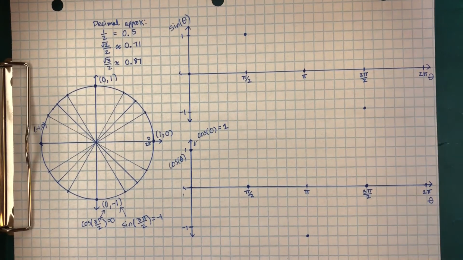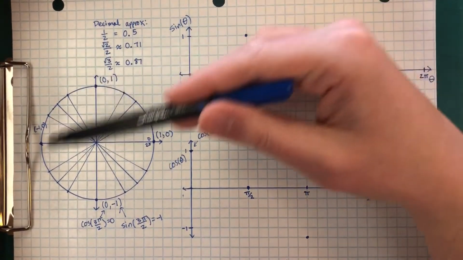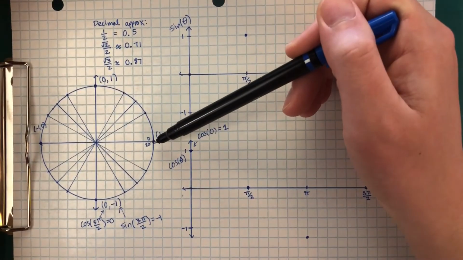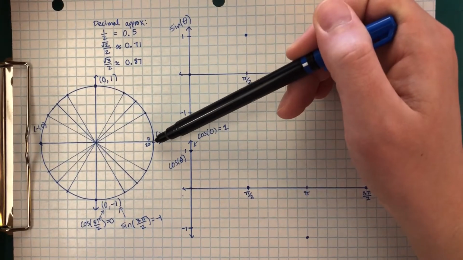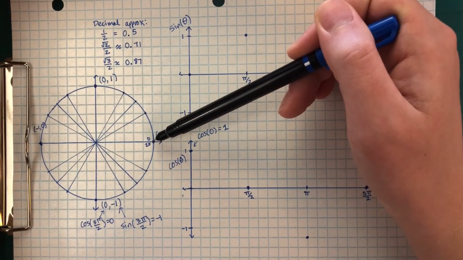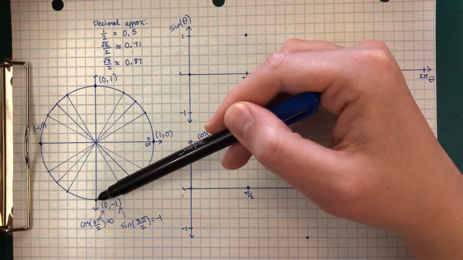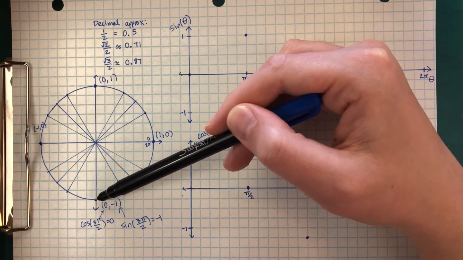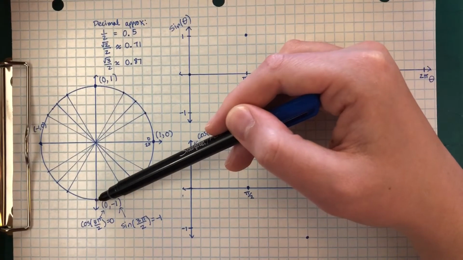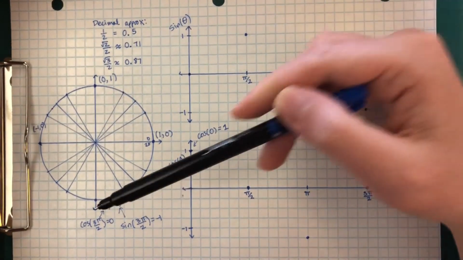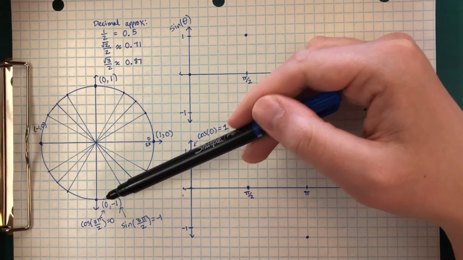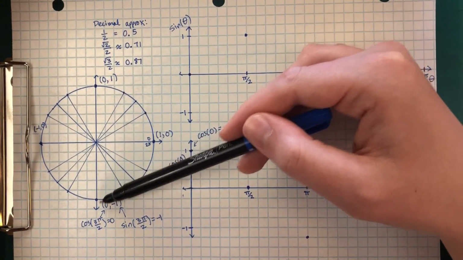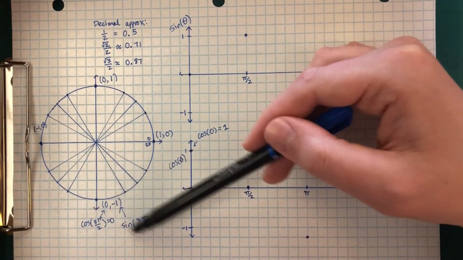But with the unit circle, we can answer the question. If we start at the positive x-axis and we go 3/4 of the way around the circle, that's what that 3 pi over 2 means. What are the coordinates of this point? And those coordinates are 0, -1. We call the x coordinate the cosine and the y coordinate the sine.